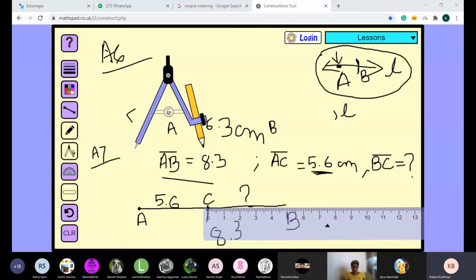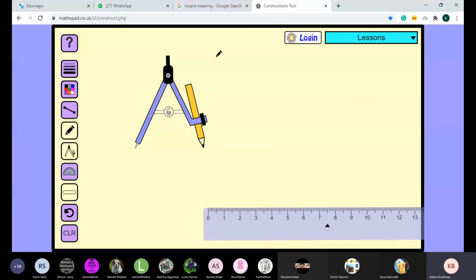Steps are clear? Yes, ma'am. Okay, now shall we start question number 8 and then you will show me the register? Is this point clear, class? Yes, ma'am. Okay, now I am explaining you question number 8.